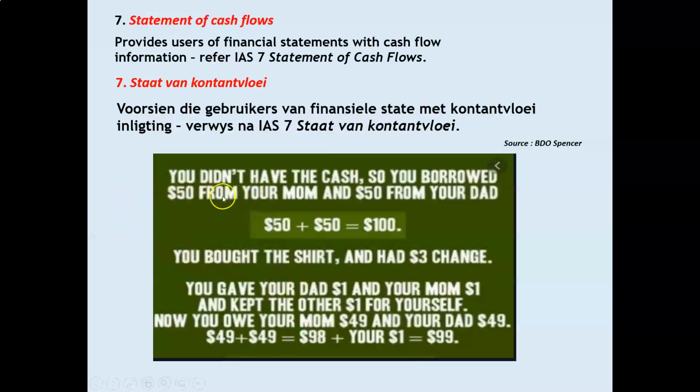You didn't have the cash, so you borrowed $50 from your mom and $50 from your dad. So 50 and 50 equals you had 100 Rand or $100. You bought the shed and had $3 change. You gave your dad his $1 back and your mom her $1 back, and you kept the other $1 for yourself. Now you owe your mom $49, 50 less the one that you've repaid, and your dad also $49. So 49 plus 49 equals 98, plus the $1 that you have paid yourself, and that brings me back to $99. Question is, what happened to the additional dollar? So you can go and figure it out for yourself to keep yourself awake.